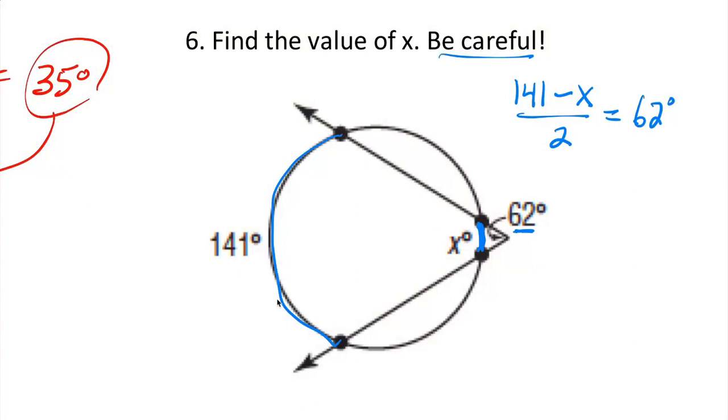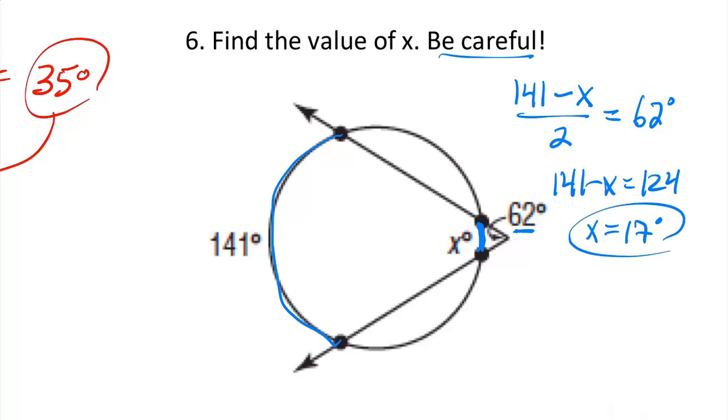In my room. We have 141 minus x equals 124. So let's see, what would subtract? Is that 17? x is 17. 141 minus 17 is 124. So x is 17.